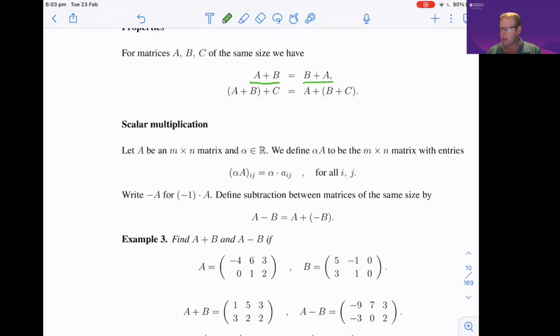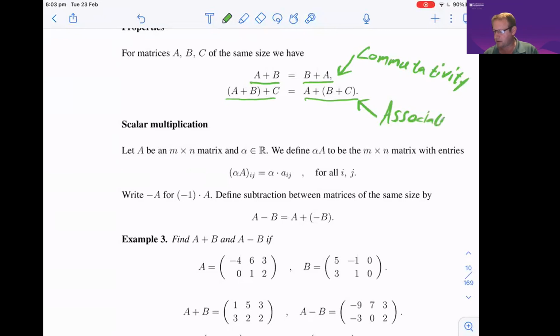And what is this other property called? I might be misspelling commutativity, so sorry if I am. What is this property called? It's called associativity.